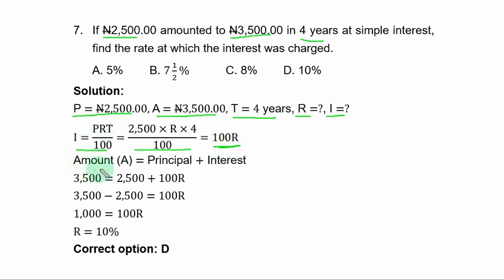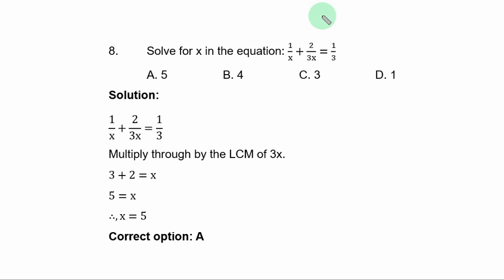Amount is principal plus interest. This is amount, this is principal, this is interest. If you transfer 2,500, you have it in this form. If you subtract, you have 1,000 equal to 100 R. Divide through by 100, R is equal to 10%. D is the correct option.